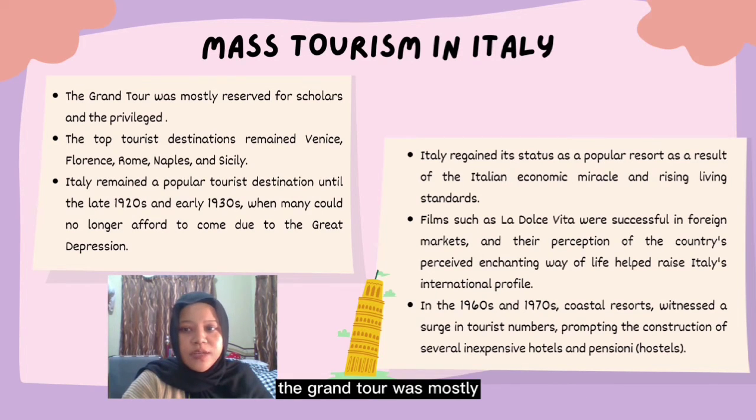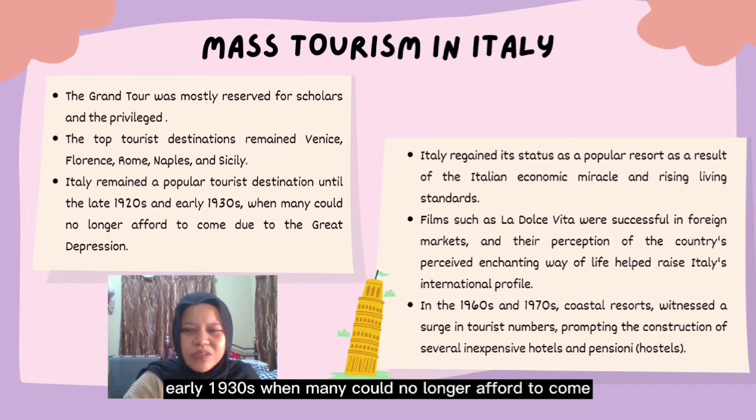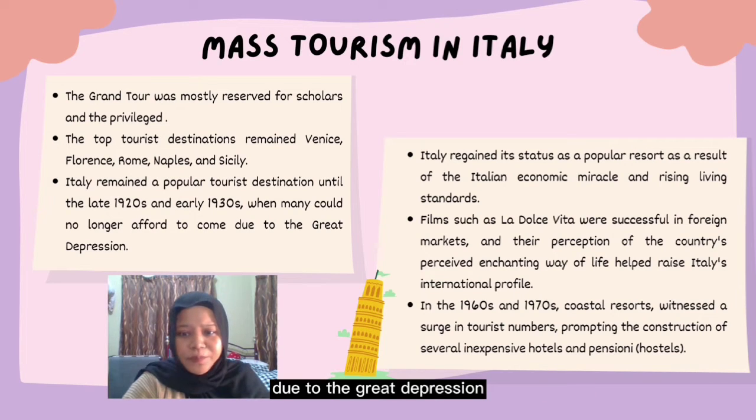The Grand Tour was mostly reserved for scholars and the privileged throughout the 17th and 18th centuries. The top tourist destinations remain Venice, Florence, Rome, Naples, and Sicily. Italy remained a popular tourist destination until the late 1920s and early 1930s, when many could no longer afford to come due to the Great Depression.